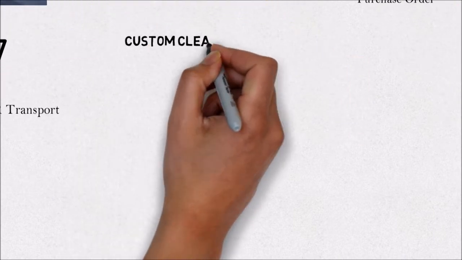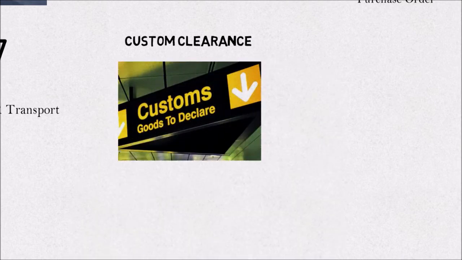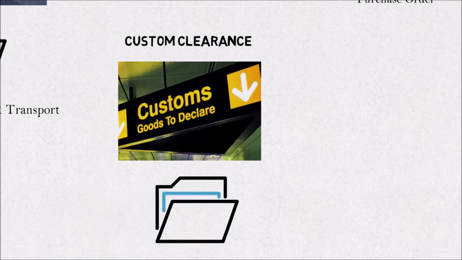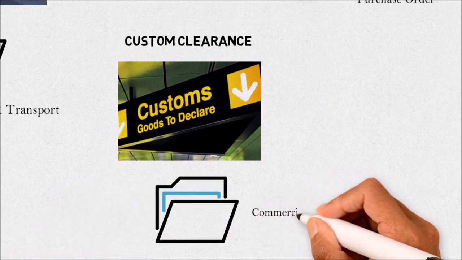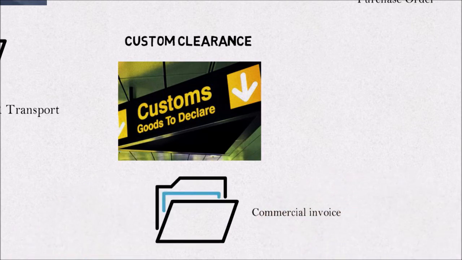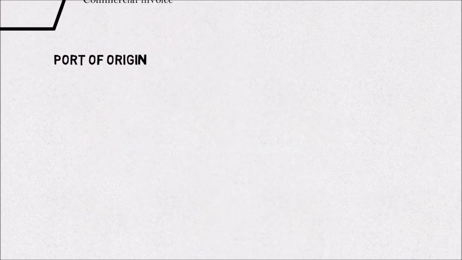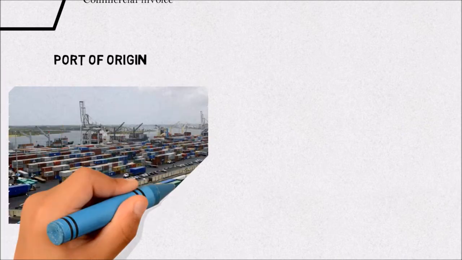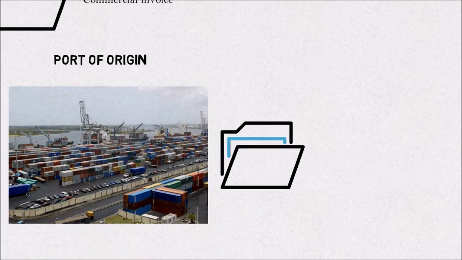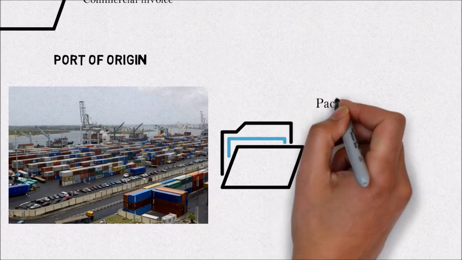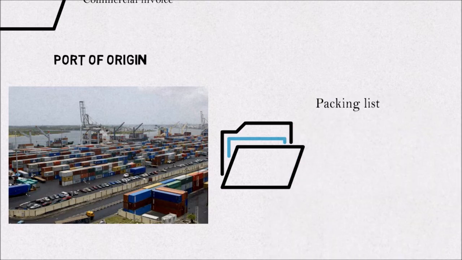Next, the product will go through the customs clearance. The documentation used is the commercial invoice, which is the demand note for payment like tax that is issued by the exporter to the importer for the product shipped. Then, the product will be moved to the port of origin before being delivered to Malaysia. It involves a packing list document to know the detailed packing information of the goods shipped.